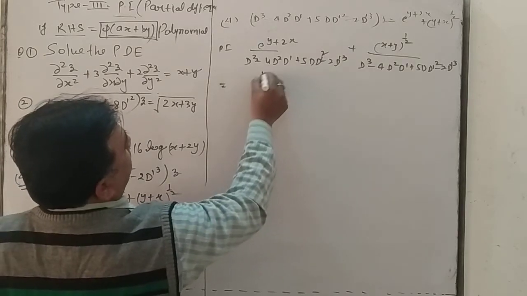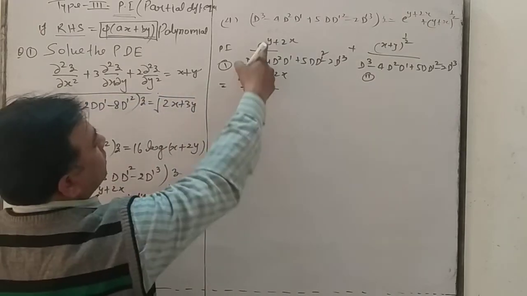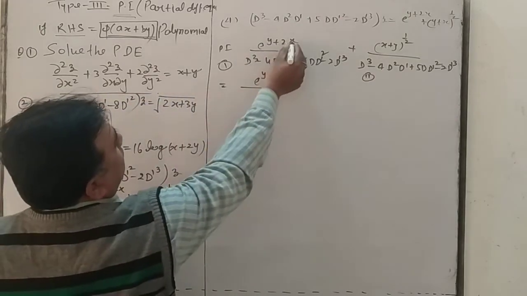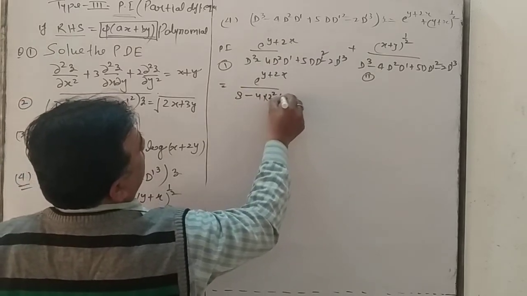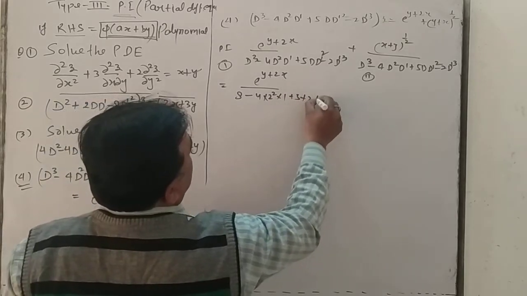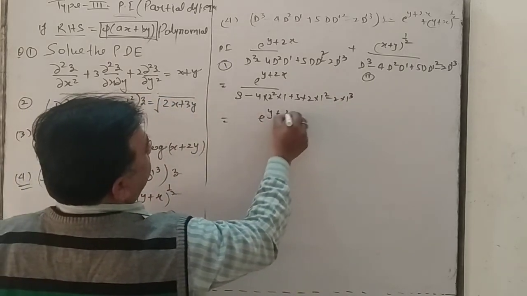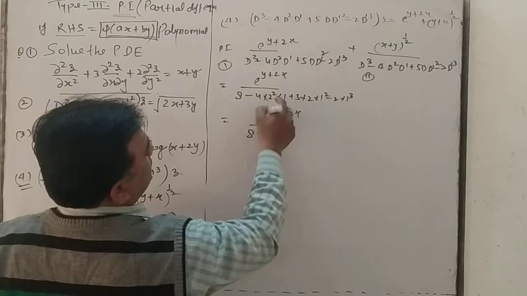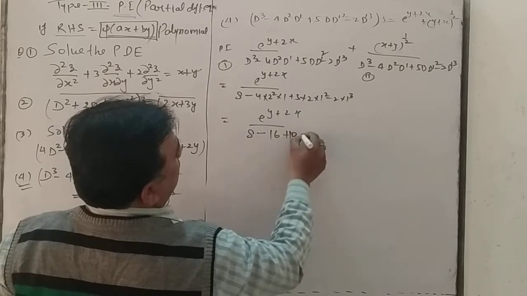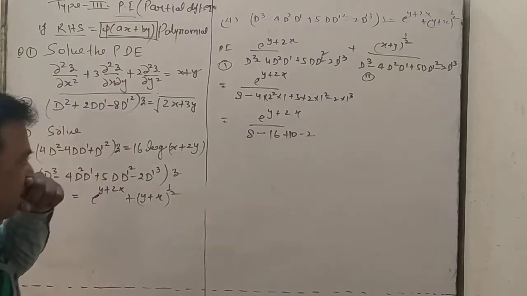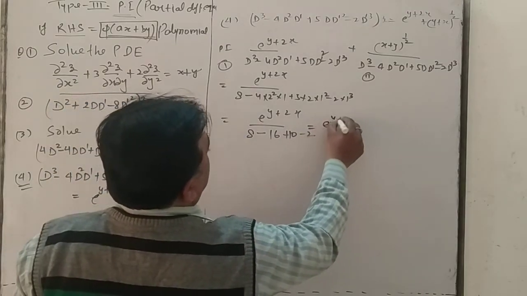The coefficient of e to the power y plus 2x is, first, this, and this is the second. Taking the first value: coefficient of D is 2, so 8 minus 4 into 2 squared into 1 plus 5 into 2 into 1 squared minus 2 into 1 cubed. So 8 minus 16 plus 10 minus 2 gives the value, multiplied by e to the power y plus 2x.